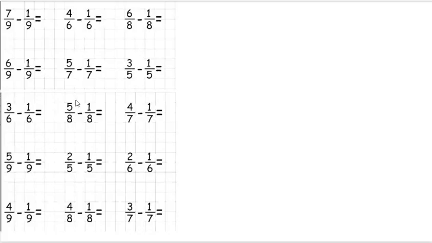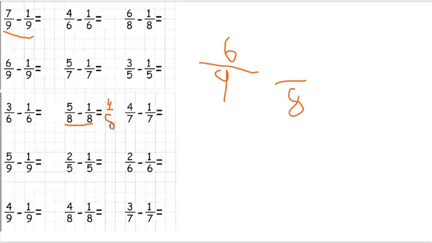Our first example is addition and subtraction with the same base. When the bases are the same, which is the denominator, all we do is subtract the numerators. Like this, we have 7 minus 1, so we know 7 minus 1 equals 6. If we have something like this, with 8, because the denominators are the same, 5 minus 1 equals 4 over 8.